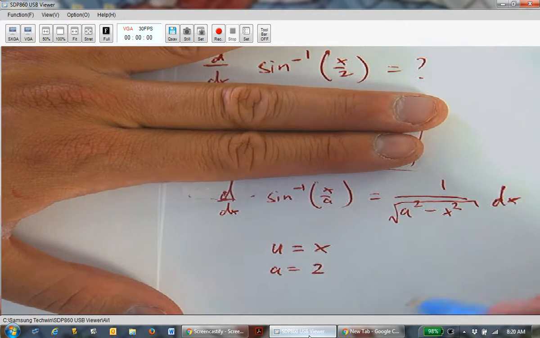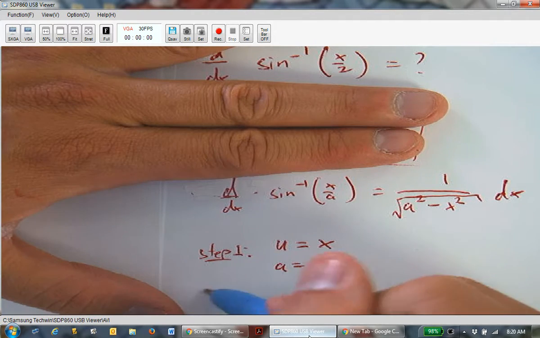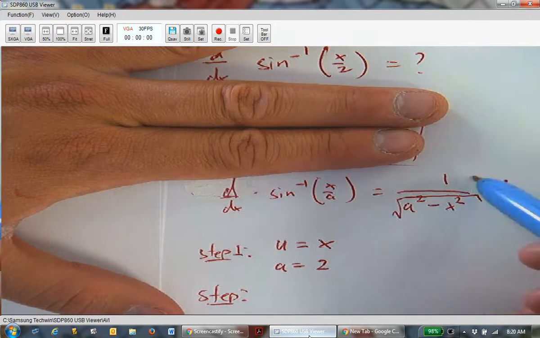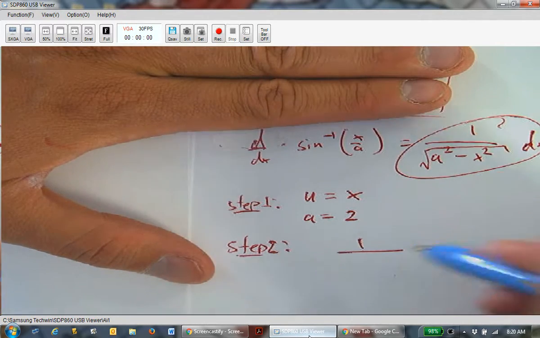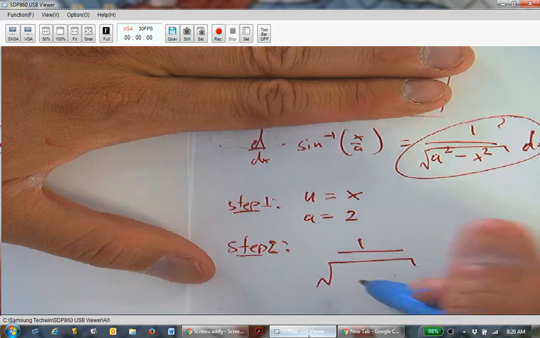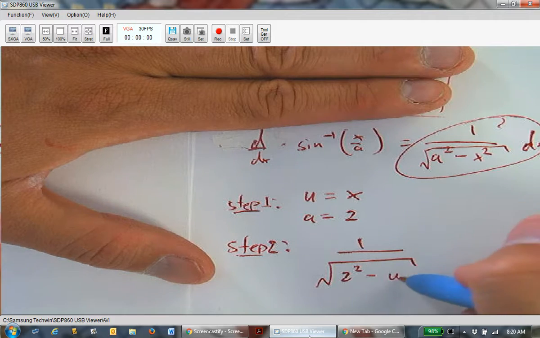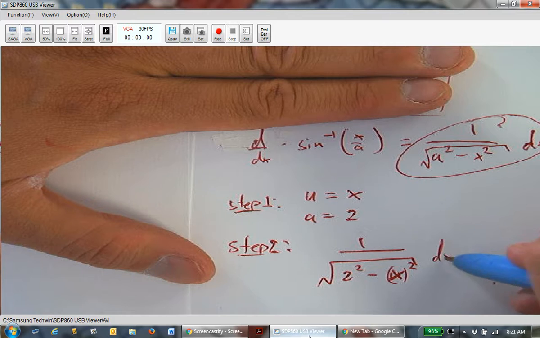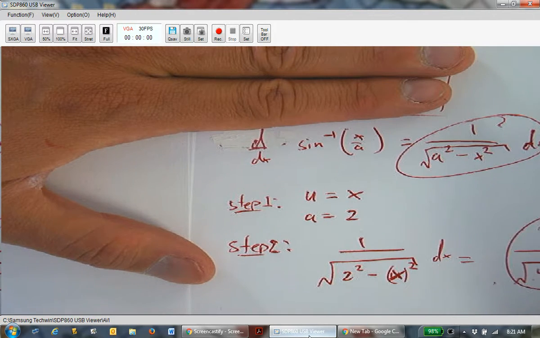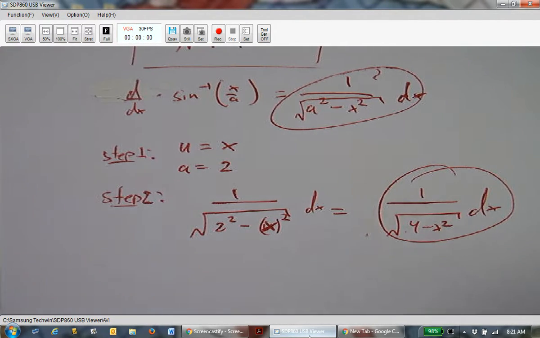Okay, so step 1 is to first define what you have, the terms, and then step 2 is to plug it back into the general formula for the solution, which is this right here. So step 2 is going to be 1 divided by the square root of a squared, which is 2 squared, minus u squared, which is x squared. And your final answer should be 1 over the square root of 4 minus x squared with respect to x. Okay? And that's how we achieved that.